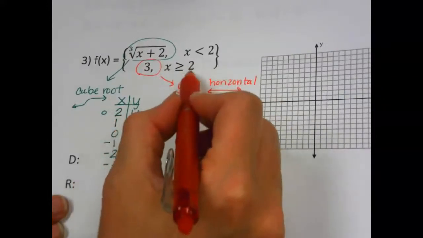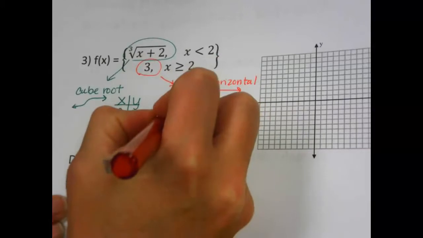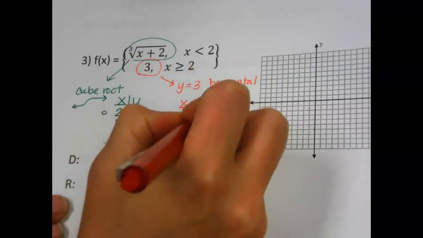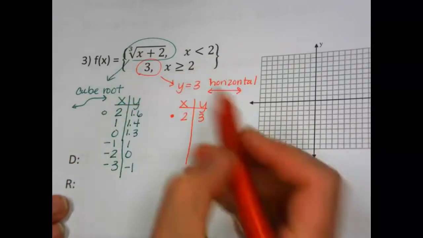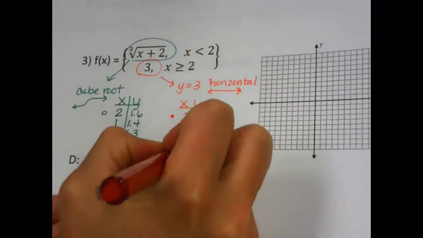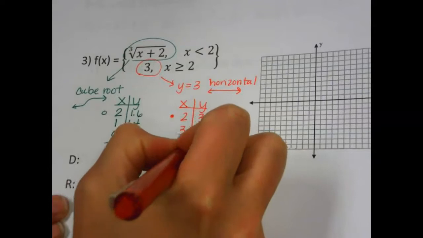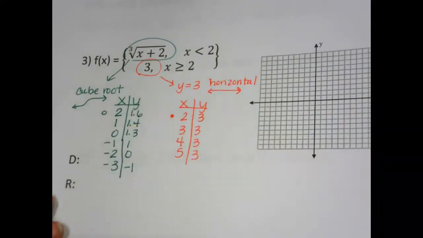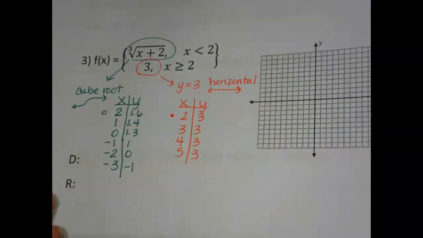So it tells us to start at 2 with a closed circle. And so 2 is going to have a y value of 3. Now once the value is greater than 2, so 2, 3, 4, 5, every y value is just going to be 3. 3, 3, 3, 3, all the way down.